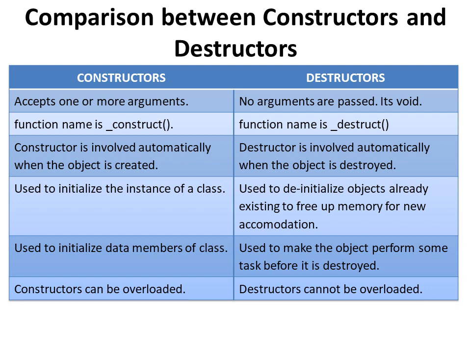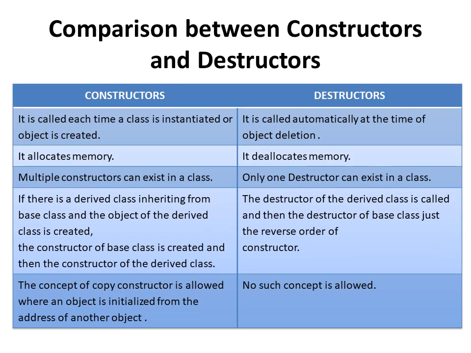A constructor is used to initialize the instance of a class as well as the data members of a class. Destructors are used to de-initialize the already existing objects or data members. The constructors can be overloaded, but destructors cannot. A constructor allocates memory while a destructor deallocates the memory. It frees up the space for the new accommodation of an object.